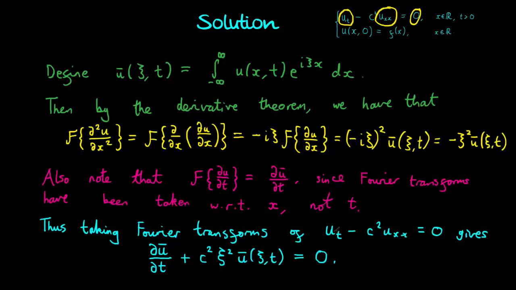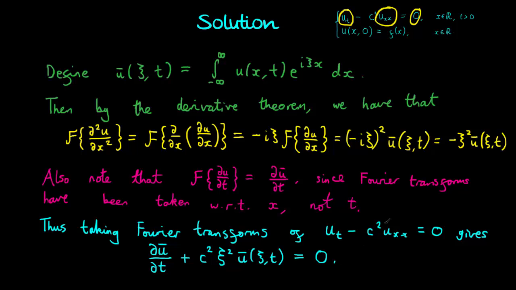So the Fourier transform of ut, we said, was the derivative with respect to t of u bar. Remember, u bar is a function of xi and t. And then we've got minus c squared times the Fourier transform of uxx. So that's going to be minus c squared times minus xi squared, giving us plus c squared xi squared, times u bar of xi and t equals 0.